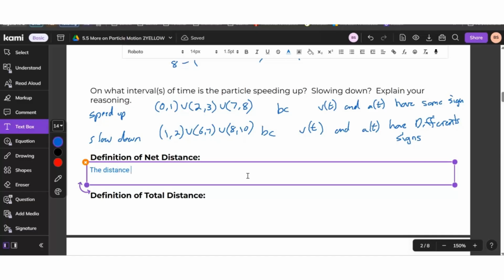The net distance is the distance between the point of origin and the final position.